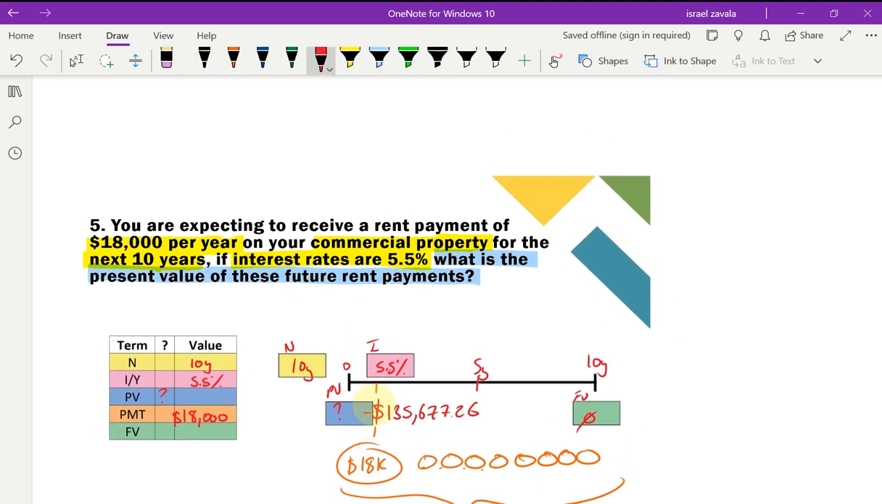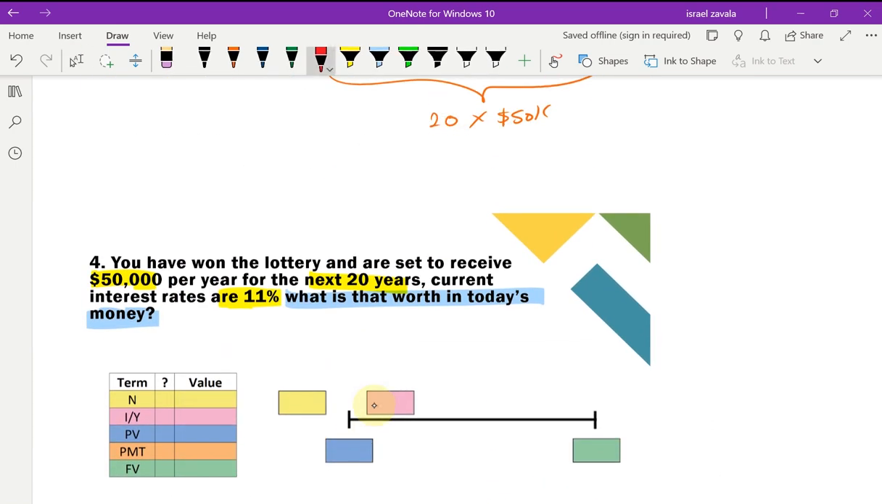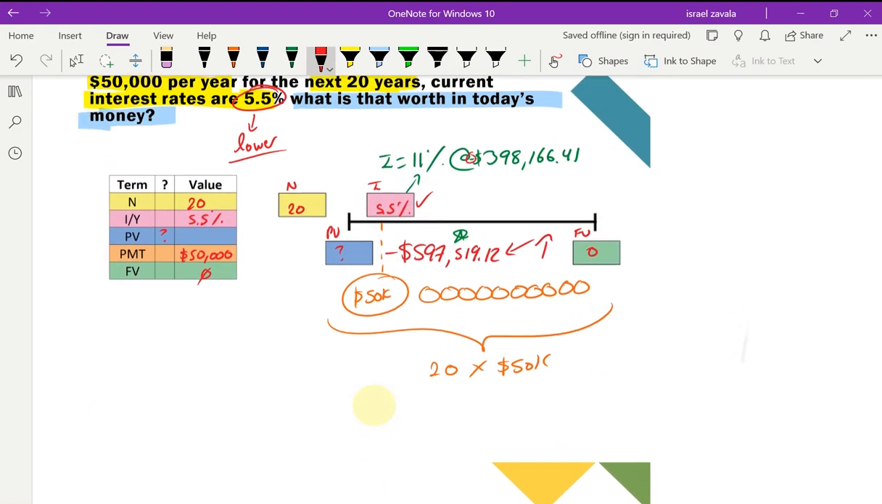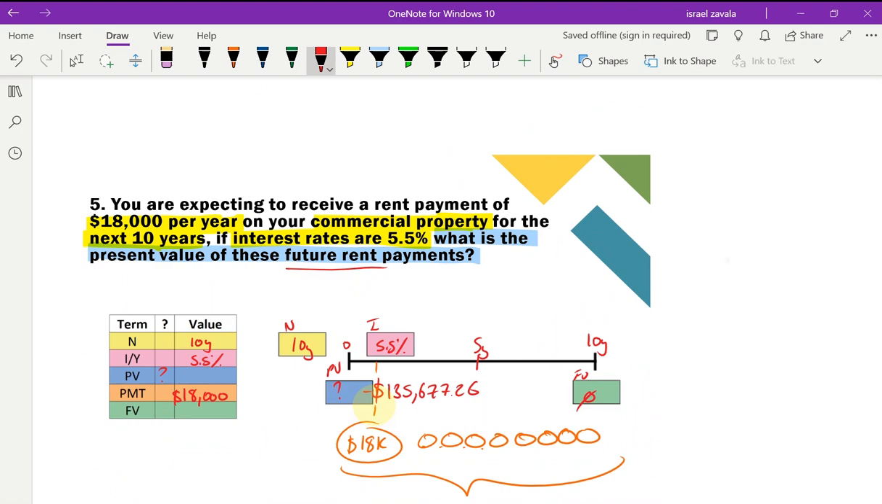Now I want you to notice here, we asked for the present value of these future rent payments. And we just asked what is that worth in today's money, right? So we're asking for today's money, present value. That's what we're asking for. What is the present value? Here we straight up asked for it.